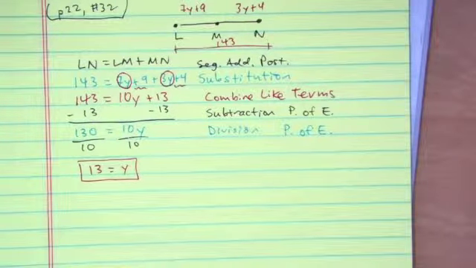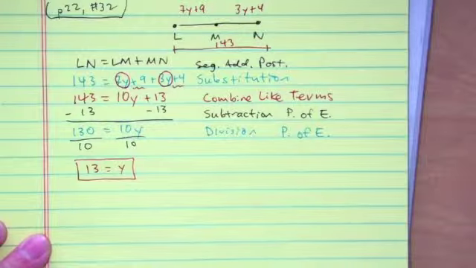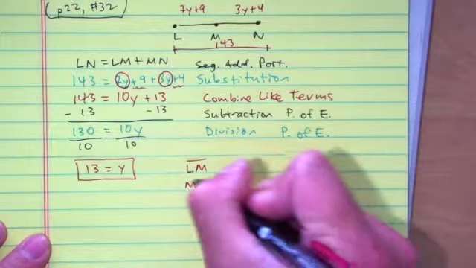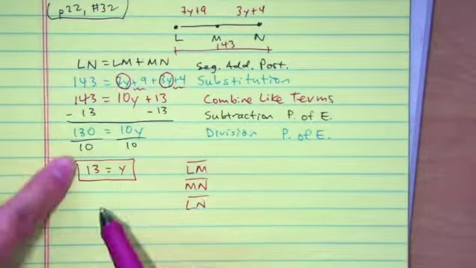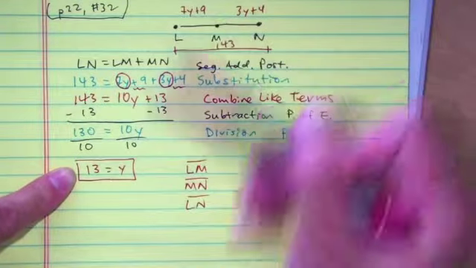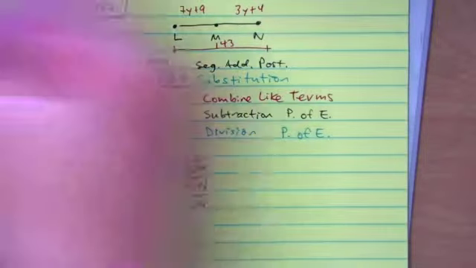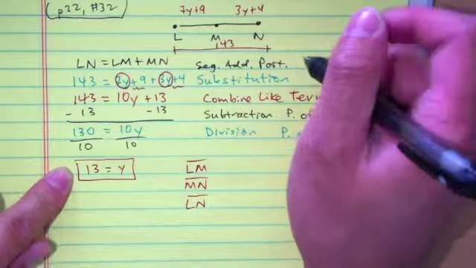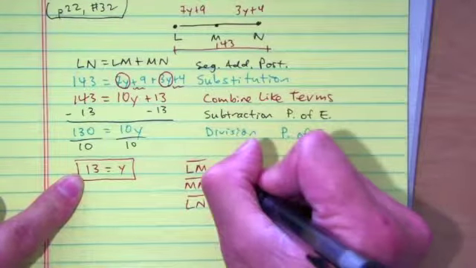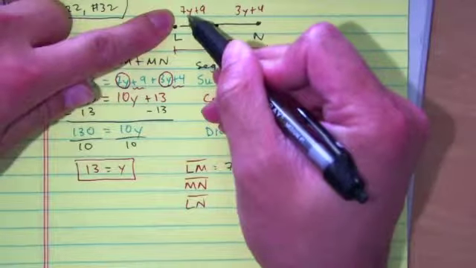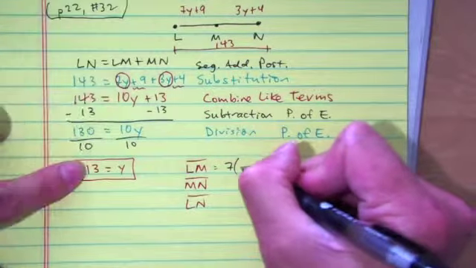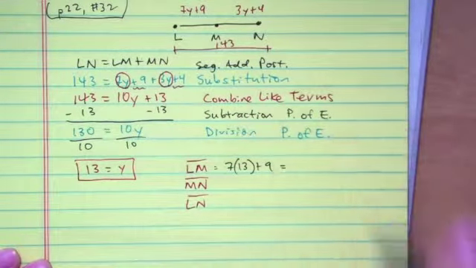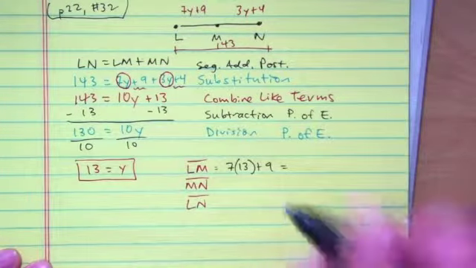Now, they asked me to find each length. So I need to find LM, I need to find MN, and LN. So I've solved for my variable. Okay, and now I just need to do what? Substitution. Okay? I plug in my air fresheners, guys. We substitute numbers in math. So I'm going to put 7. What math operation is here? Times. So 7 times what? 13 plus 9. 7 times 13 is 91 plus 9? 100.